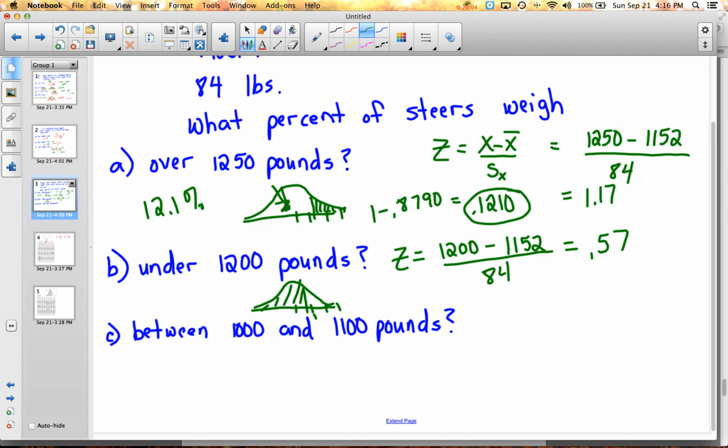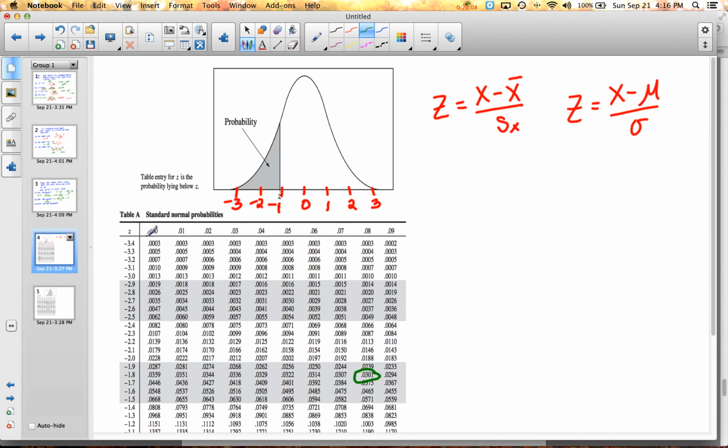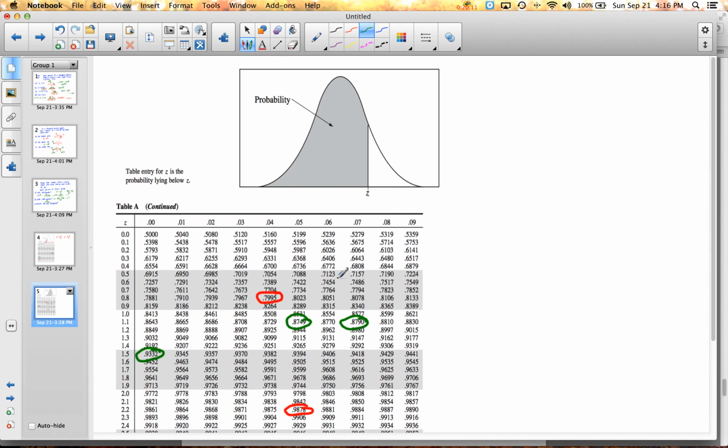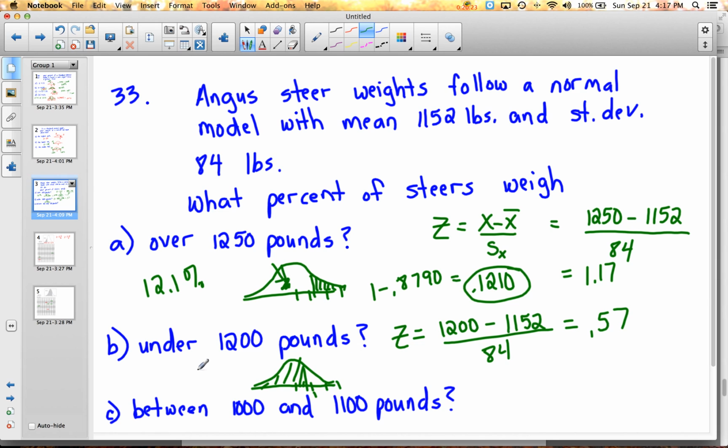I am looking at 0.57, and that means I need to be on this side. So 0.57 is 0.7157. So we have, now don't get this confused with the z-score, because this is the area that's to the left of that z-score. So we get about 71.57% of the Angus steers are lower or underneath 1,200 pounds.